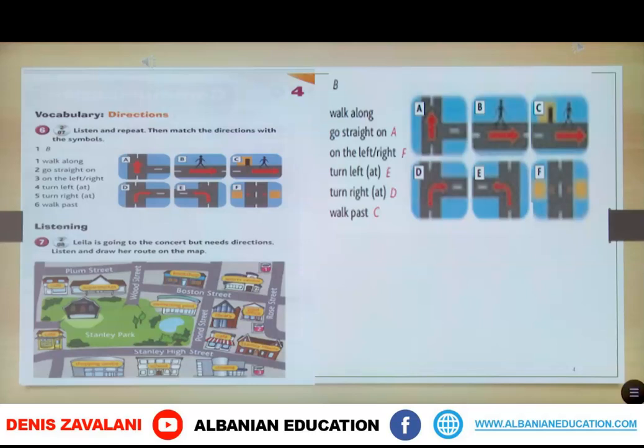Book page 43, exercise 7. Layla is going to the concert but needs directions. Listen and draw her route on the map.